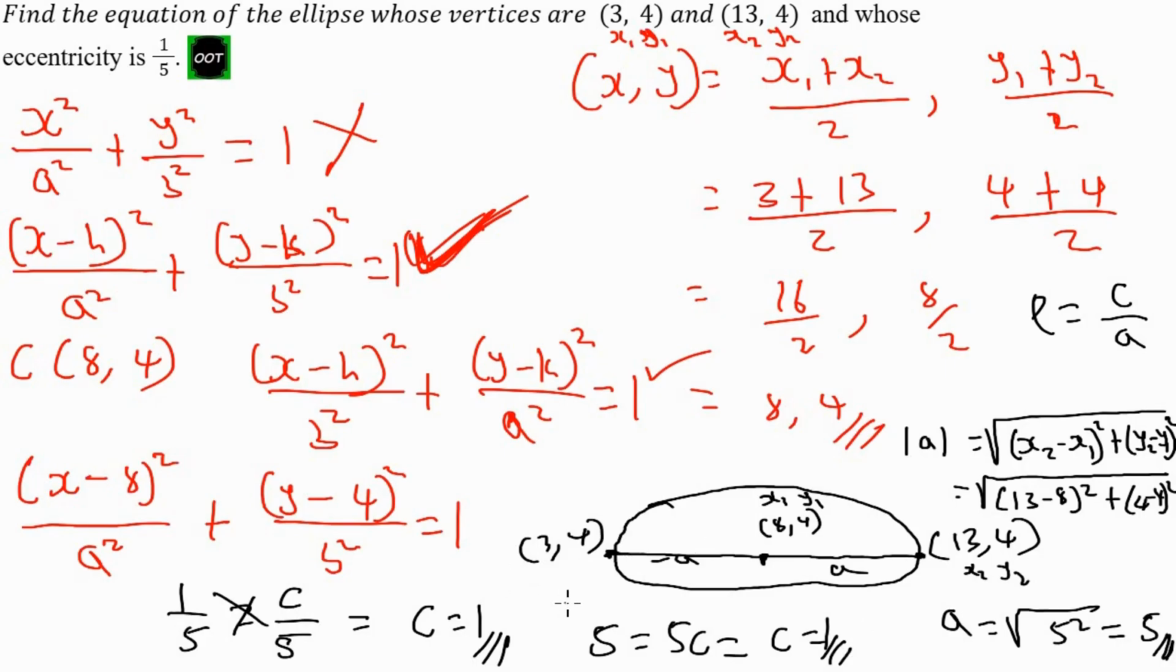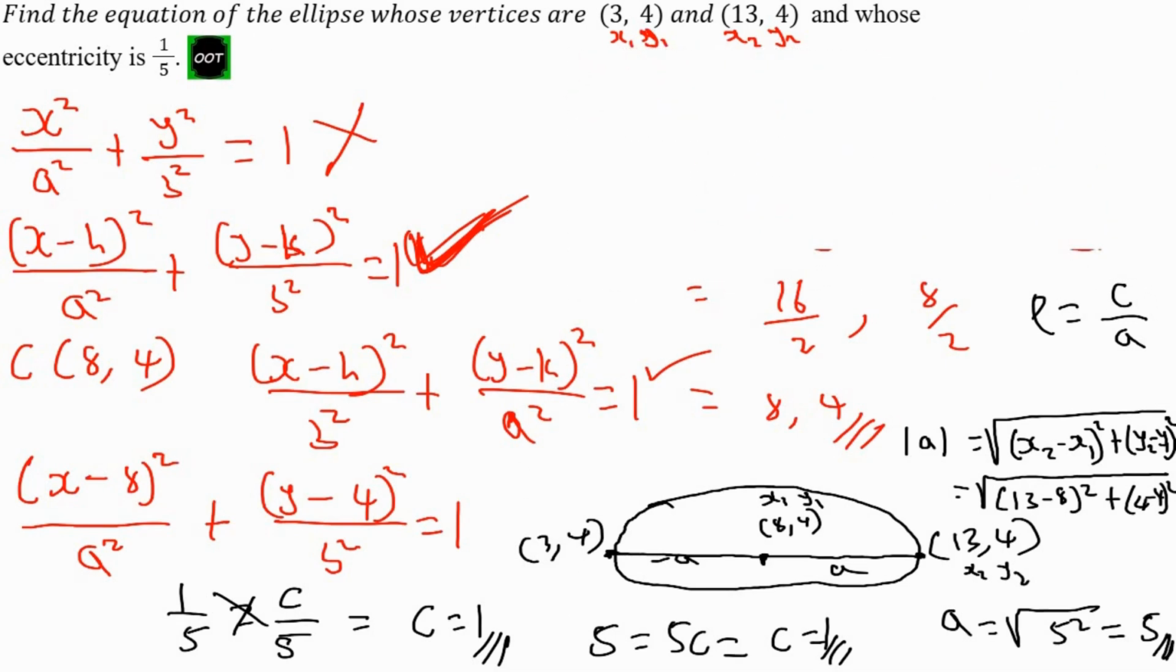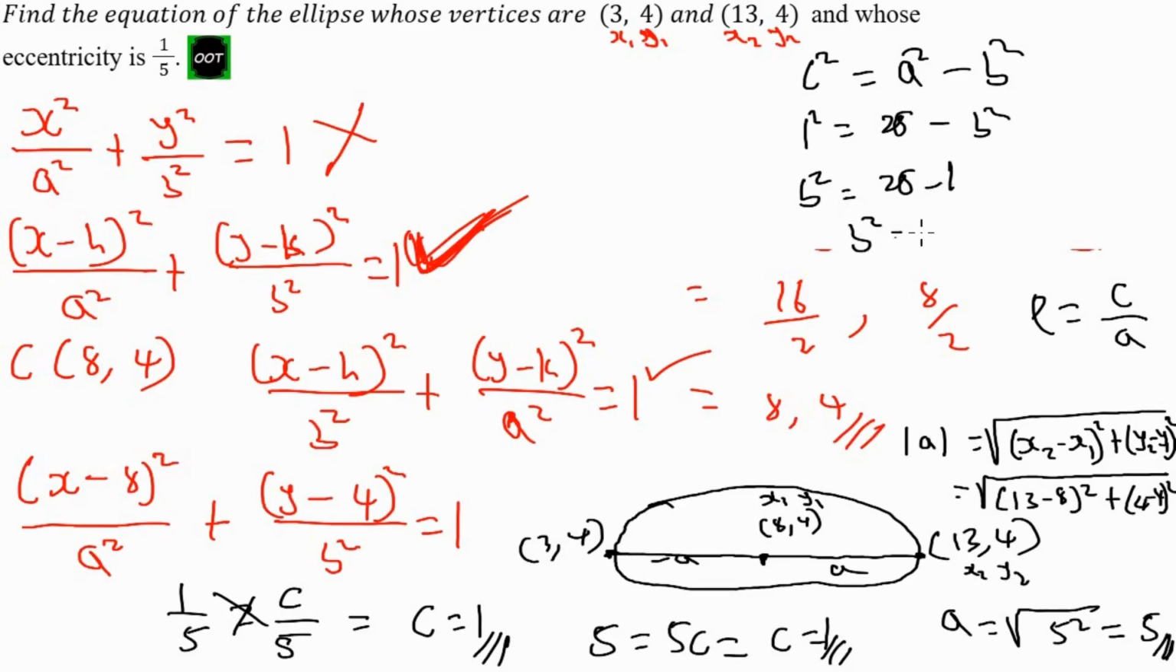Okay. Now, let's get the value of b using c squared equal to a squared minus b squared. So now this can go. Now I said c squared equal to a squared minus b squared. c squared will be 1 squared. a squared will be 25 minus b squared is what we are looking for. We bring it this way, we have b squared equals 25 minus 1. And b squared will be equal to 24.